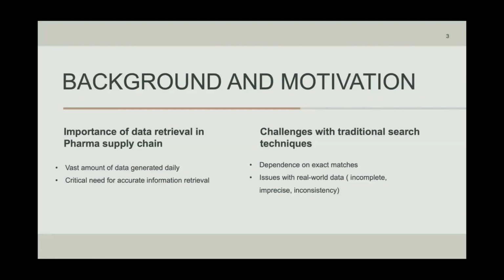So what is the background and motivation? To understand why integrating fuzzy logic in natural language processing is so crucial for the pharmaceutical industry, we first need to understand and appreciate the vastness and complexity of the data involved in the industry. Let's delve into the background and motivation behind this study.